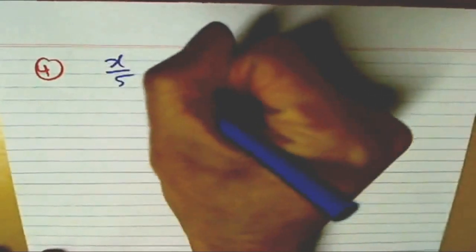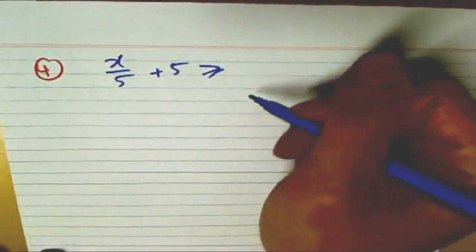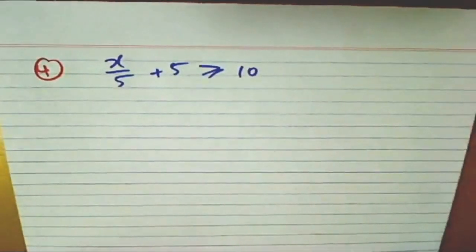4. x over 5 plus 5 is greater than or equal to 10. Alright, so we've got two things to do here. I've got to make two steps. Alright, what's the first step?